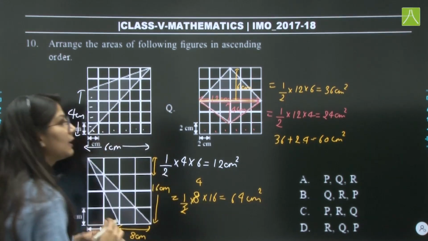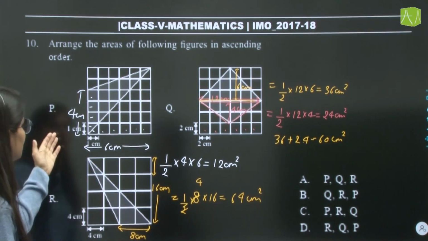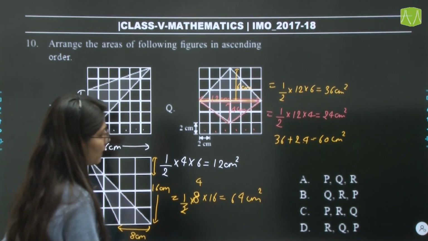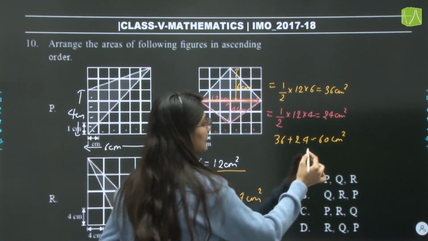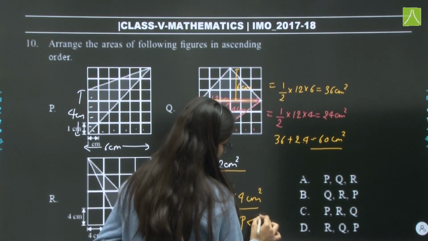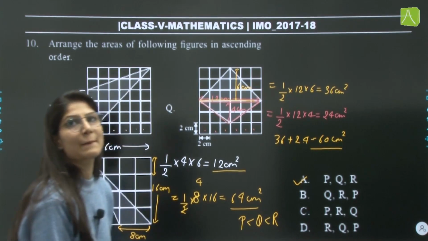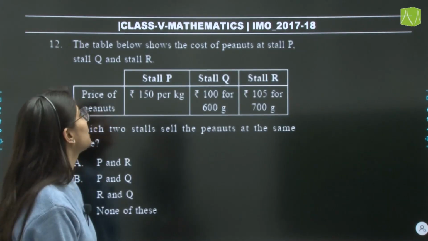And now we have the area of all the three figures. You can arrange them in ascending order. The first will be P, 12 centimeter square. Second will be Q, 60 centimeter square. And the third one will be R. So it's P, Q, R. Option is option A. Okay, so now let's do question number 12.